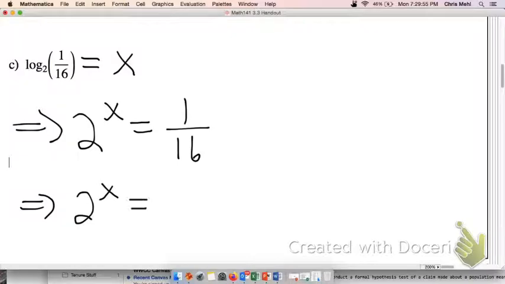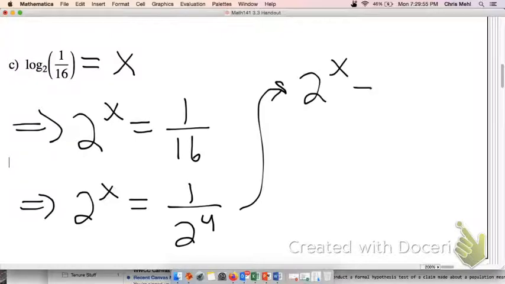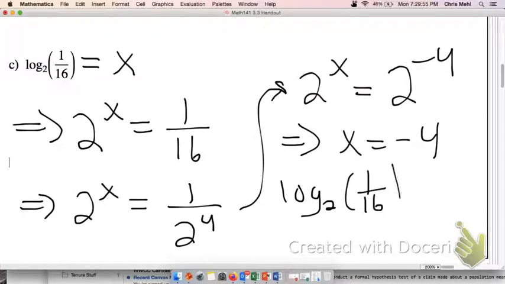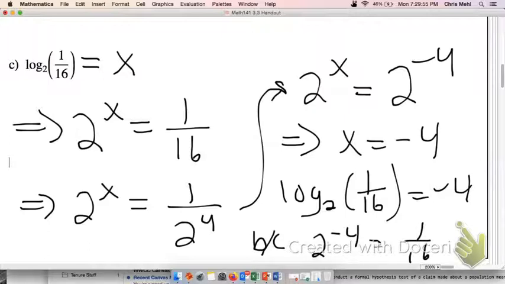This time you're trying to get the right side written as a power of 2. The 16 in the denominator is 2 to the 4th. And then you can use a rule of exponents. 1 over 2 to the 4th is 2 to the minus 4. And that means that x has to be negative 4. And hence log base 2 of 1/16 is negative 4. Okay, now again, this is because 2 to the negative 4 is really 1/16.